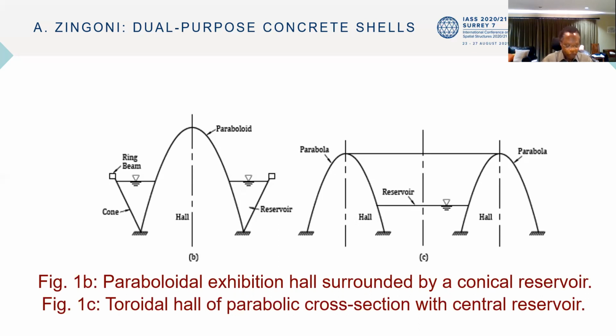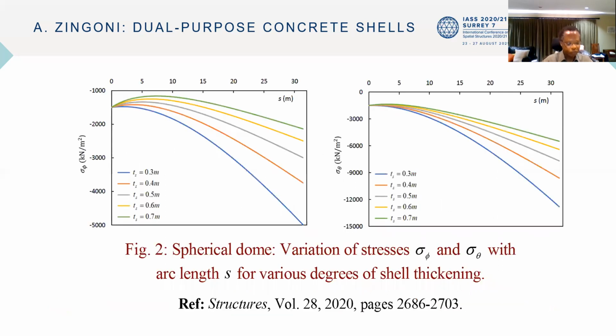To illustrate the effect of gradual shell thickening, here are the stress variations of a spherical dome with a radius of 30 meters and a springing angle of 30 degrees for values of Ts ranging from 0.3 meters to 0.7 meters. Clearly, gradual thickening of the shell with increasing hydrostatic pressure has the effect of countering the steep rates of increase of stresses as the support is approached.